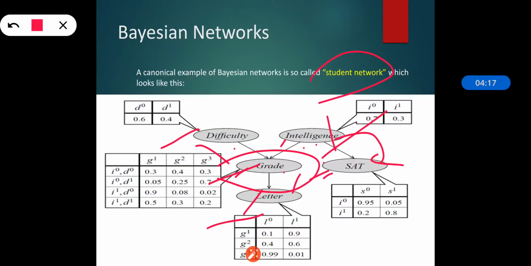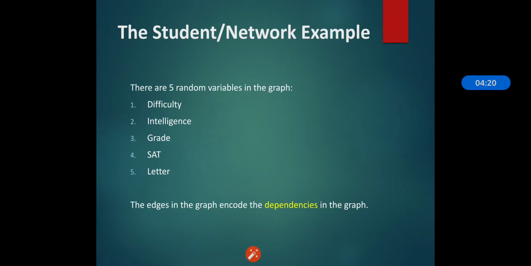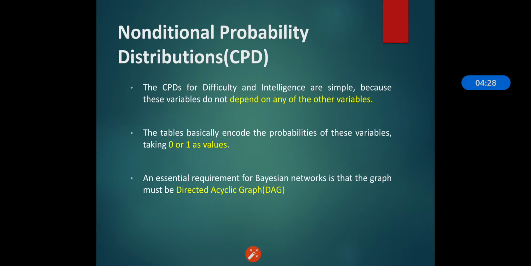These are called conditional probability distributions, that is, CPDs. The edges in the graph encode the dependencies, and we have seen these 5 random variables. CPD is nothing but the conditional probability distribution. The CPDs for difficulty and intelligence are simple, because these variables do not depend on any of the other variables. We have seen in the diagram that difficulty and intelligence do not depend on any other variables.